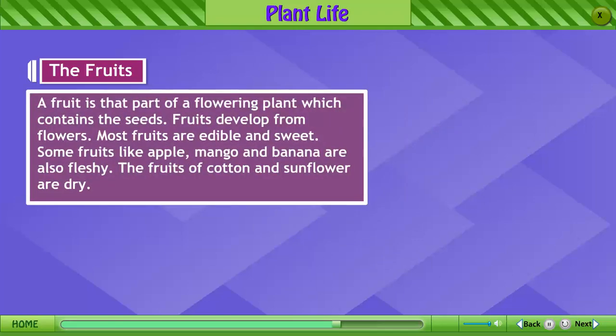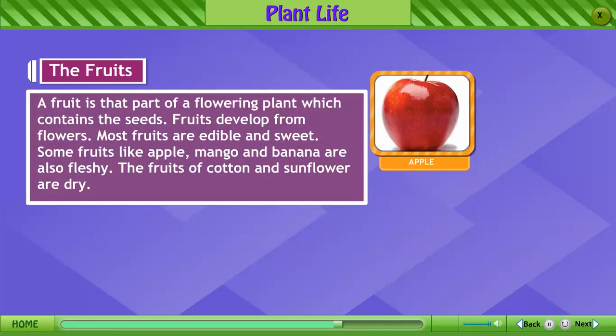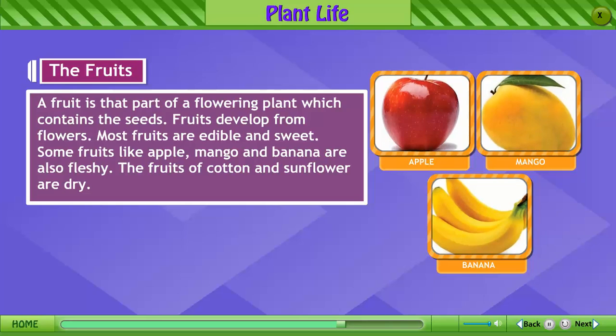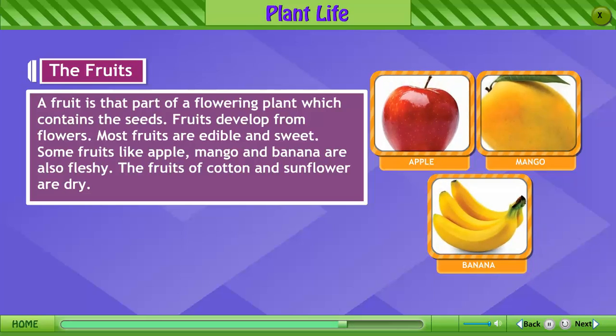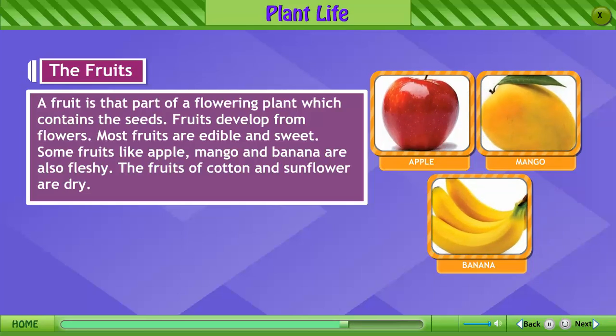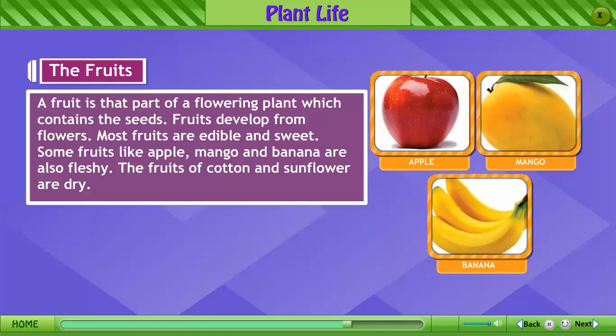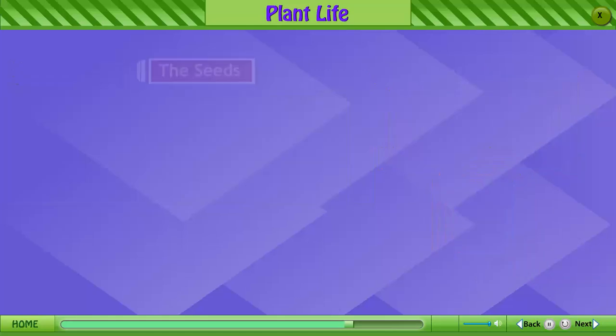The fruits. A fruit is that part of a flowering plant which contains the seeds. Fruits develop from the flowers. Most fruits are edible and sweet. Some fruits like apple, mango and banana are also fleshy. The fruits of cotton and sunflower are dry.